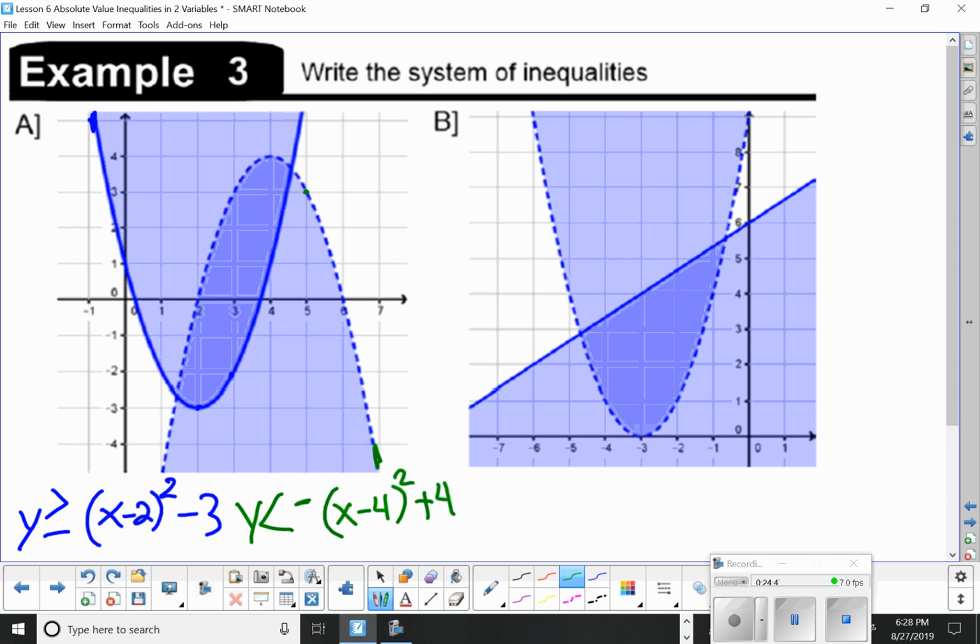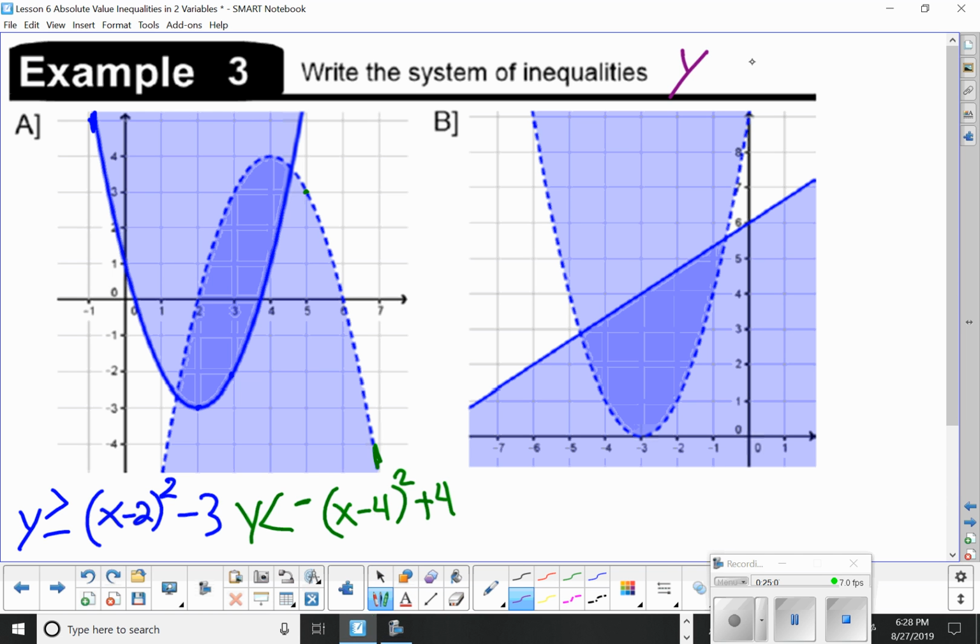I've just written both inequalities. This is the system of inequalities that defines A. Now B. Let's make sure that we don't screw B up. B is easy. One of them is really easy. It's a line. You've been doing lines since Algebra 1. How do you do a line?